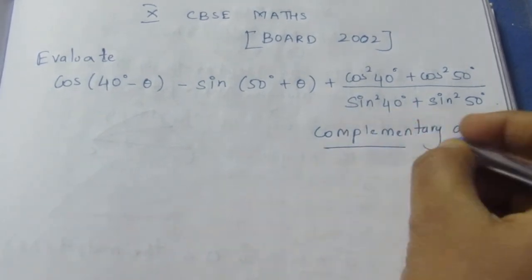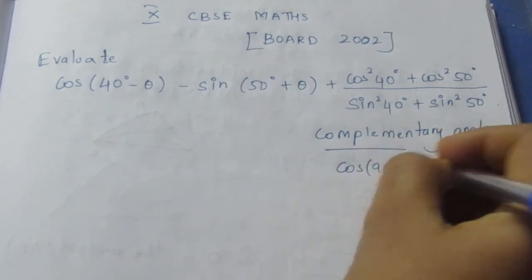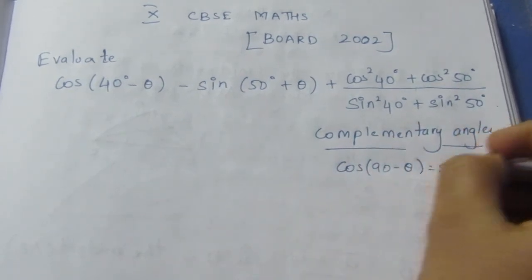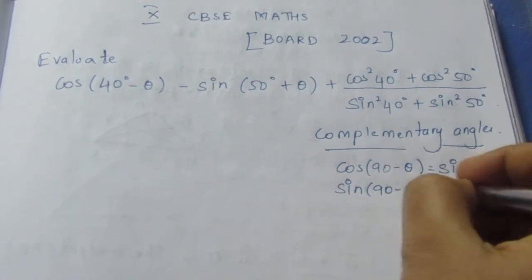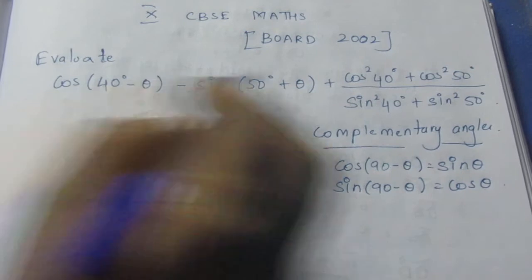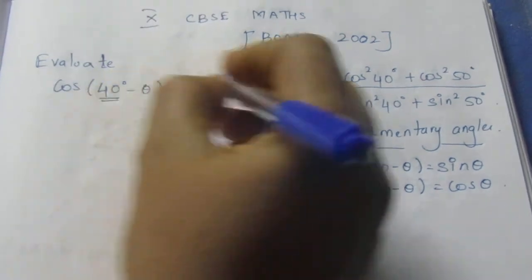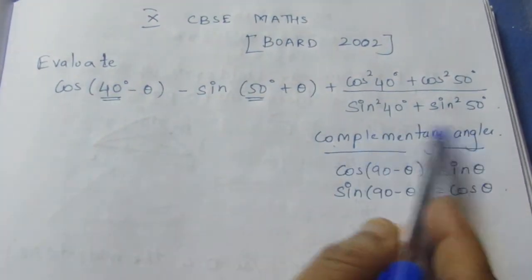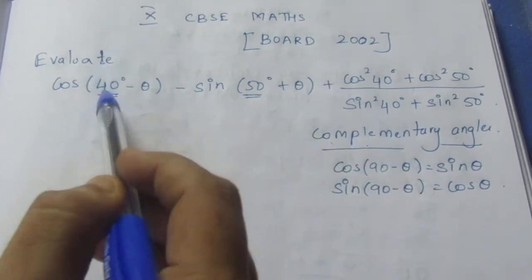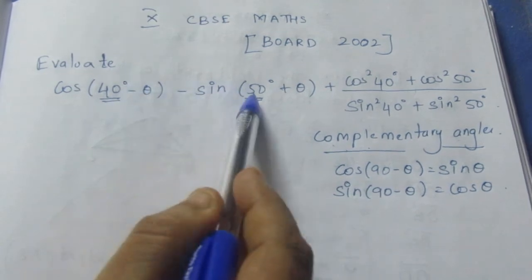We know that the complementary angles for sine is cos 90 minus theta is equal to sin theta. Same way sin 90 minus theta equal to cos theta. So here there is only cos and sine, so we are going to apply this over here. Now check, here if I add these 2, I get my 90 degree. Complementary angles are nothing but the sum of the two angles being 90 degree.